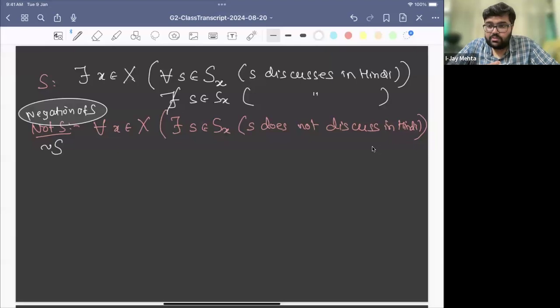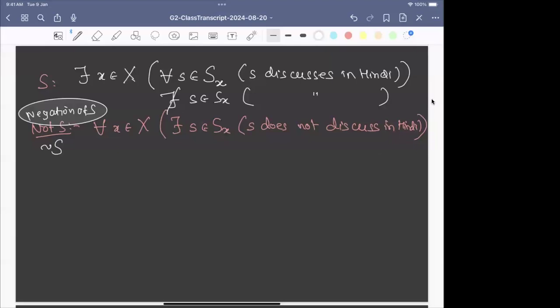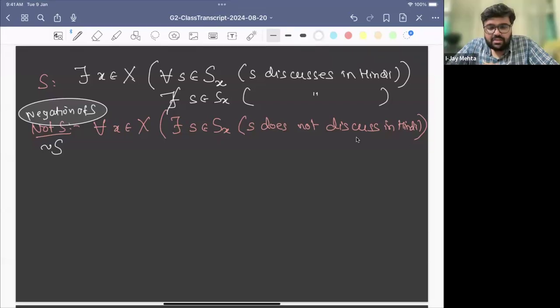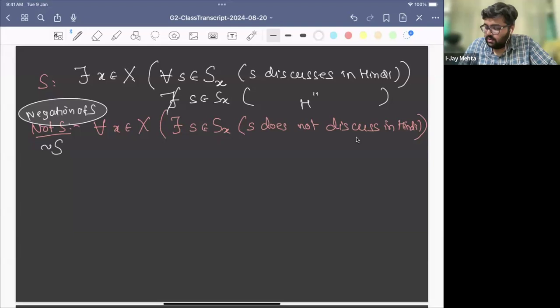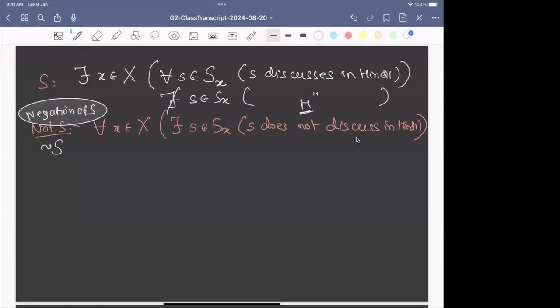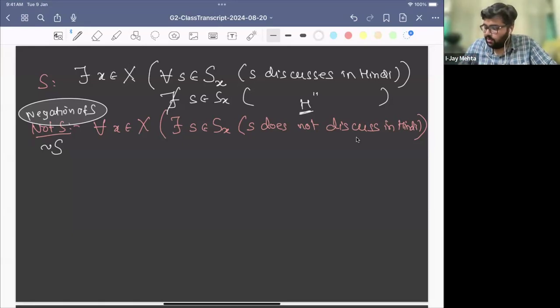Khushi? Yes, sir. I have a doubt. Sir, can we take H as a set of students discussed in Hindi, and SX intersection H is equal to 5? SX intersection S. Okay. H as a set of students discussed in Hindi. Here you want to give H, right? Yes, sir. Students discussing in Hindi. Yeah, you think about it and discuss in your breakout room, okay? Is it fine? Okay, fine.